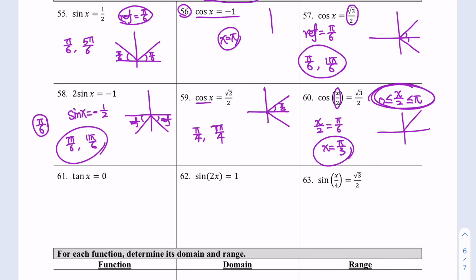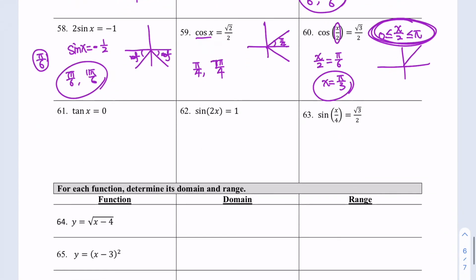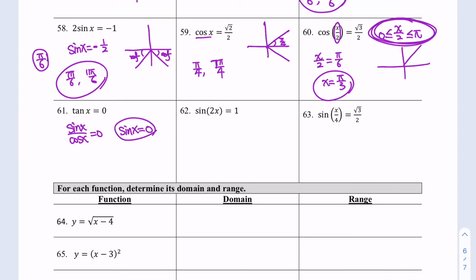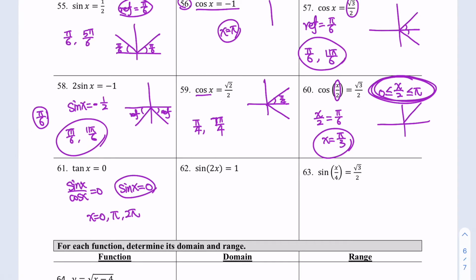Be careful here with the condition. Tangent of x equals 0. As we know, tangent equals sine over cosine. Cosine cannot be 0, so sine, it's the same thing. Sine x equals 0. X equals 0, pi, and 2 pi. Because both 0 and 2 pi are included, that's our answer.